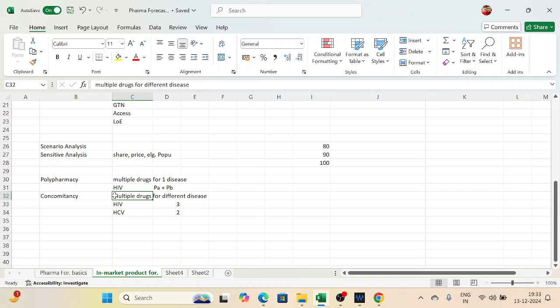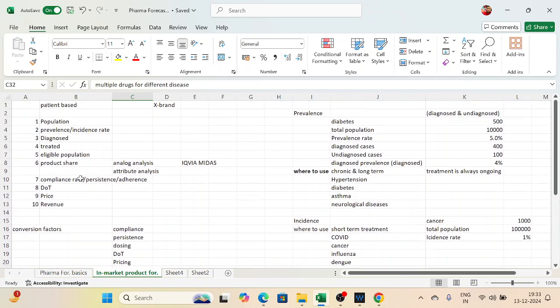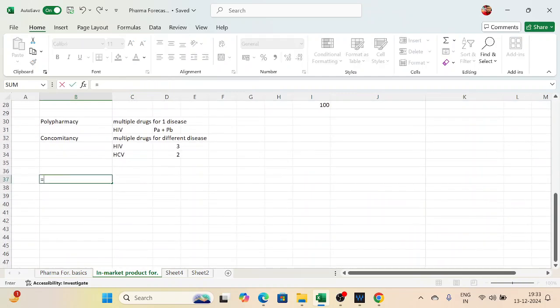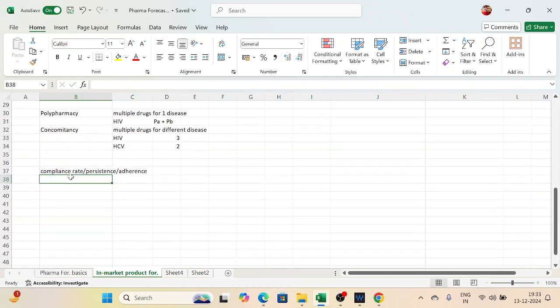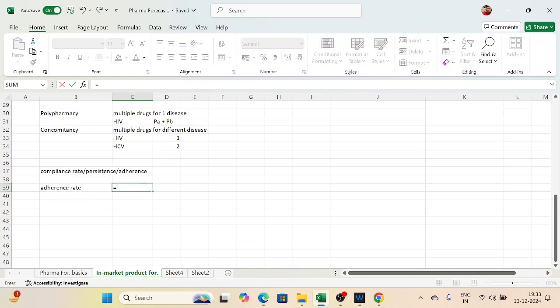Also, in interviews for companies like IQVIA and Indegene, they always ask questions on compliance rate, persistence rate, and adherence. So what is compliance, persistence, and adherence? Firstly, there is a formula. How do we calculate adherence rate? Adherence rate is compliance rate multiplied by persistence rate.